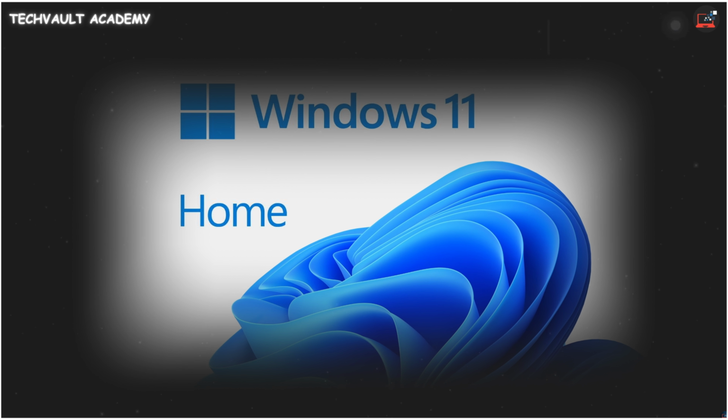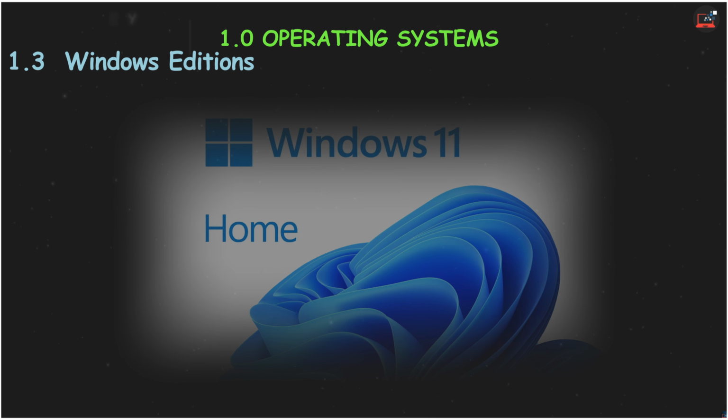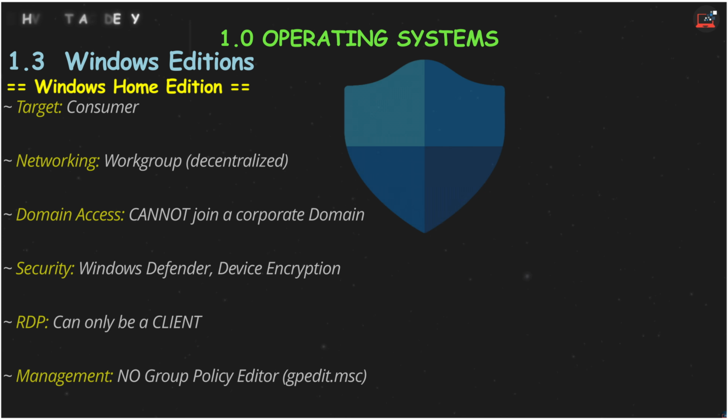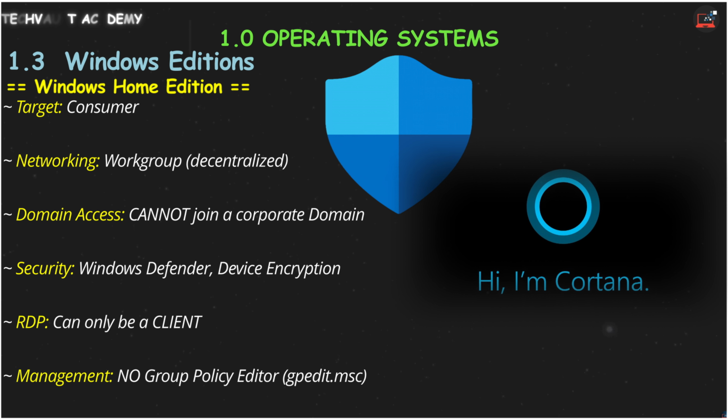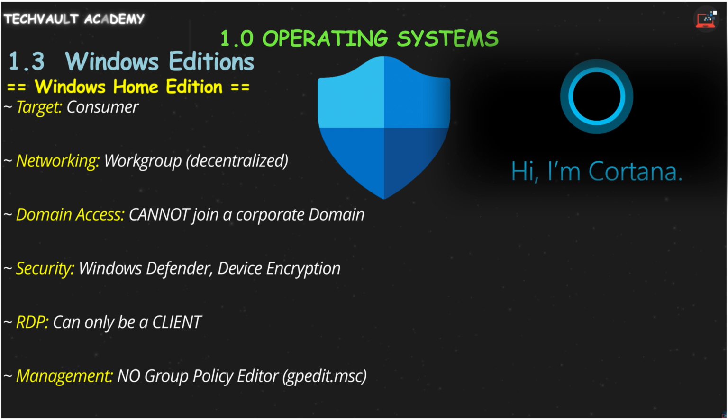Let's start with Windows Home. This is the consumer baseline. It includes Windows Defender Antivirus, Cortana Voice Assistant, and integrates with a Microsoft account. For networking, it uses a decentralized workgroup, which is like a set of individual apartments, each managing themselves. Home Edition cannot join a corporate domain.